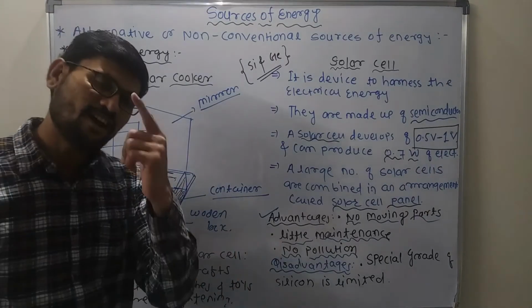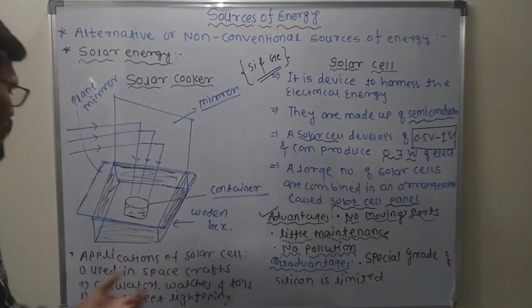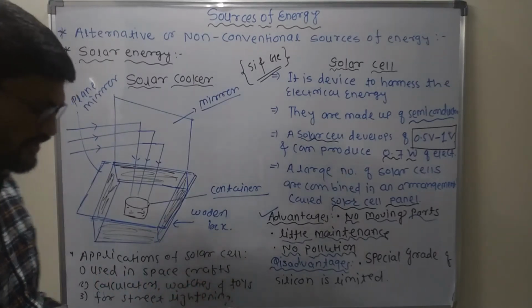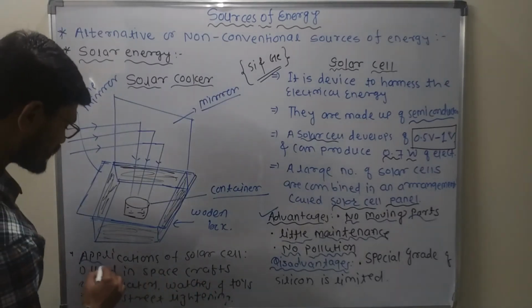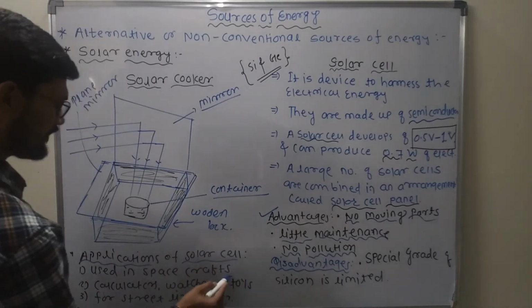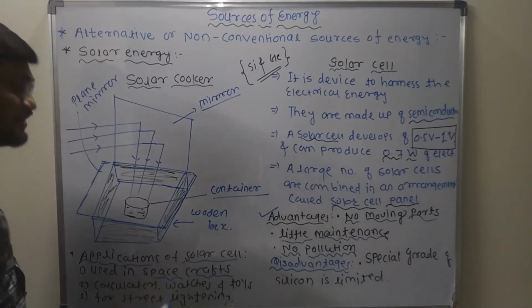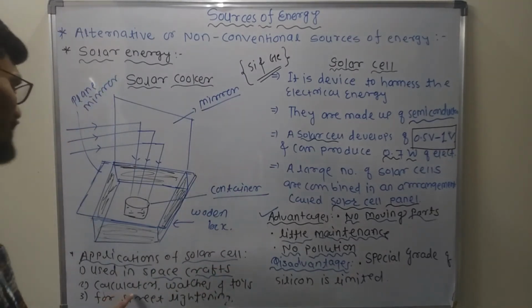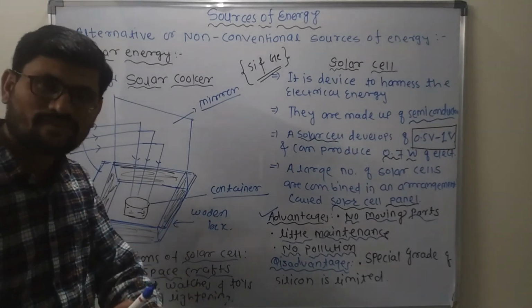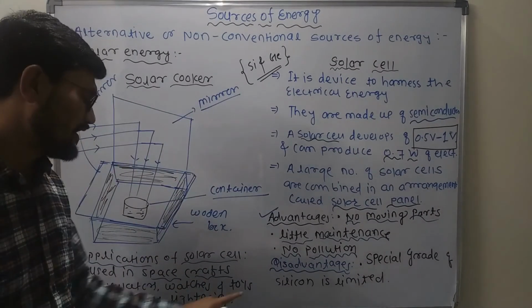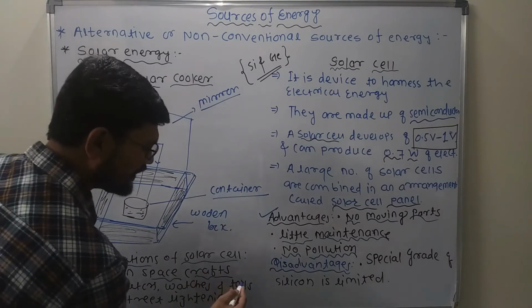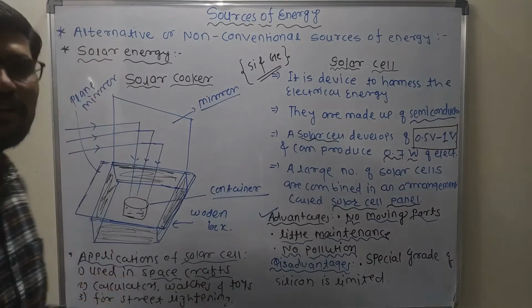Is it clear there? Applications are so many. Obviously, the solar cells are used in spacecraft. Clear? So these are the applications of solar cells. We are going to use these solar cells in spacecraft as well as calculators. Clear? As well as watches, as well as toys. Some of the toys are working on this right now.